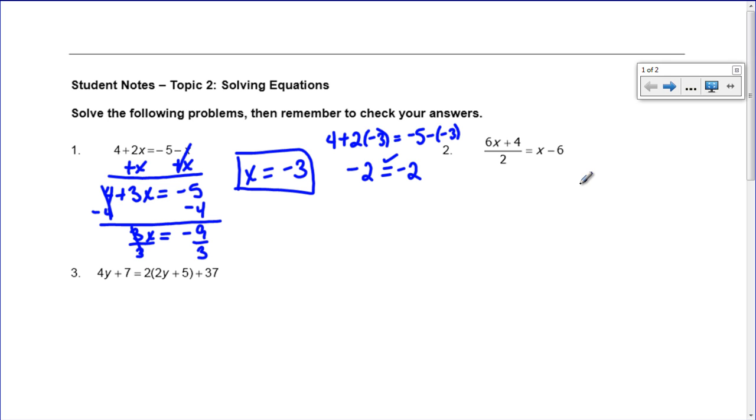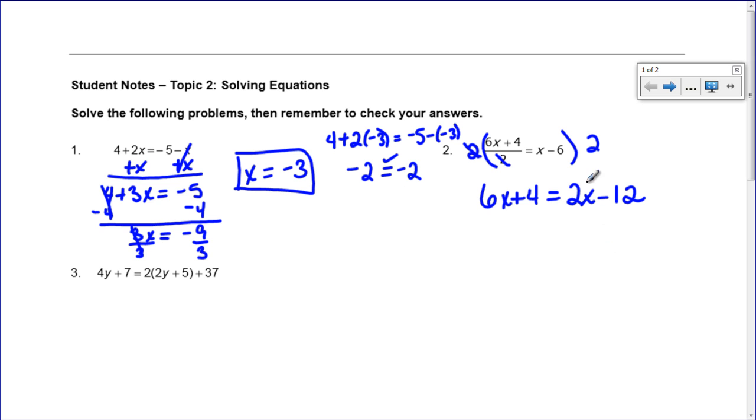Again, I've got variables on both sides, but I also have this thing that looks like a fraction. So I've got something in a denominator, and I want to clear that denominator before I solve. So the first thing I'm going to do is multiply everything by 2 so I can clear this denominator. So I have 6x plus 4 on the left, and then on the other side I have to multiply both pieces here by 2, so this becomes 2x minus 12.